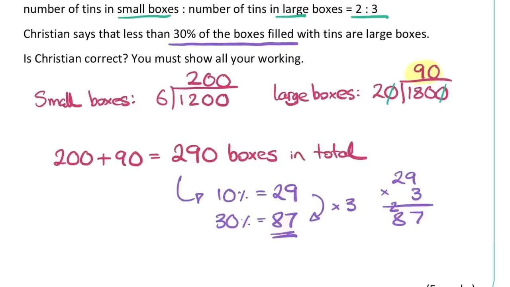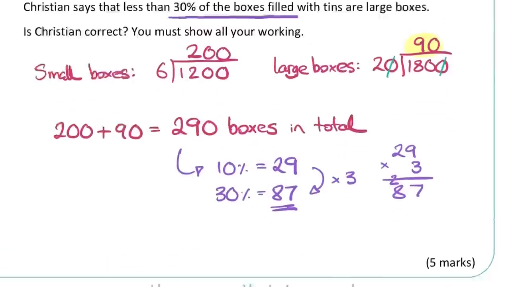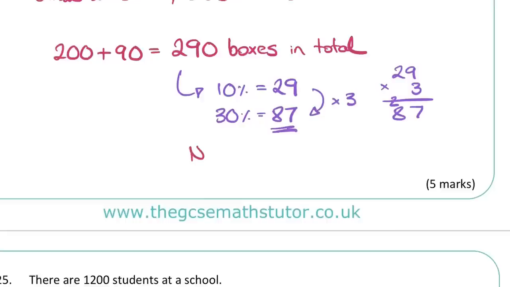But we have 90 large boxes. So 30% of the boxes is 87. We have 90 that are actually filled. So Christian says less than 30% are filled with large boxes. But we have 90, which is more than 30%. So no. So we would just have a statement. Just say, is Christian correct? You must show all your working. So no, Christian is not correct. There you go.